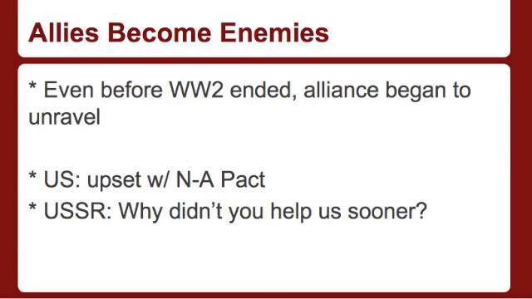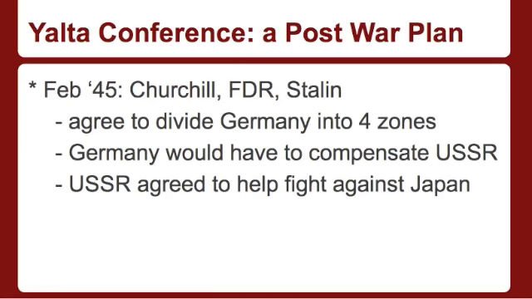Well, keep in mind that before the war even ended, things were already starting to go awry. The US was upset about the non-aggression pact, the Soviets were upset that the US wasn't helping them sooner, and things like that. So FDR, Stalin, and Churchill met in Yalta in February of '45 to discuss the post-war plan. They agreed that Germany would be divided into 4 zones, that Germany would have to compensate the Soviets, and in exchange, the Soviets agreed to help fight against Japan.